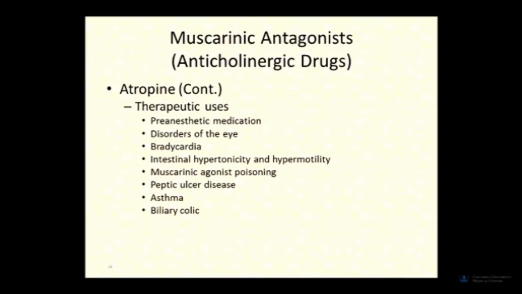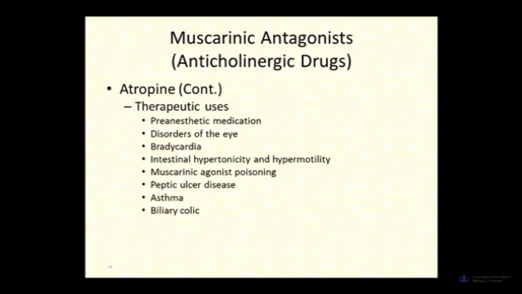It can also be used as a pre-anesthetic medication, okay, used to treat bradycardia. It can be used to treat intestinal hypermotility or hypertonicity. Okay. It can be used to oppose or treat poisoning with a muscarinic agonist. So if somebody consumes foreign mushrooms that they thought were fine. I have a whole bunch of friends that like to go mushroom hunting. They all live in Portland, Oregon, so. But every once in a while, you know, they misidentify. They don't have great little guidebooks, but every once in a while they misidentify a mushroom. So one of the things that could be done is to give atropine to oppose that poisoning.